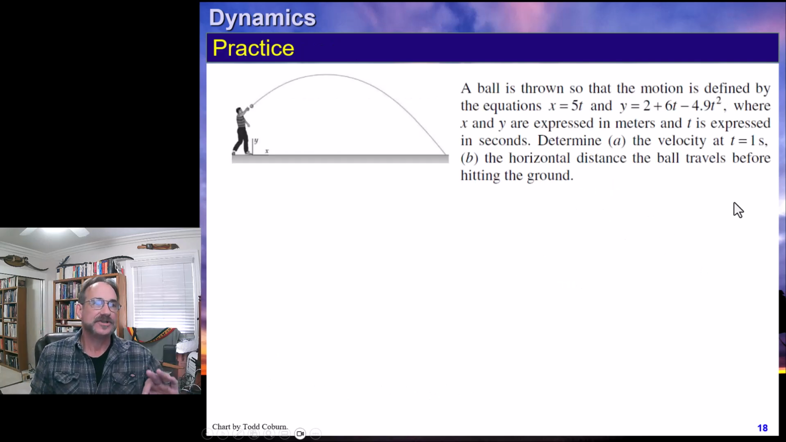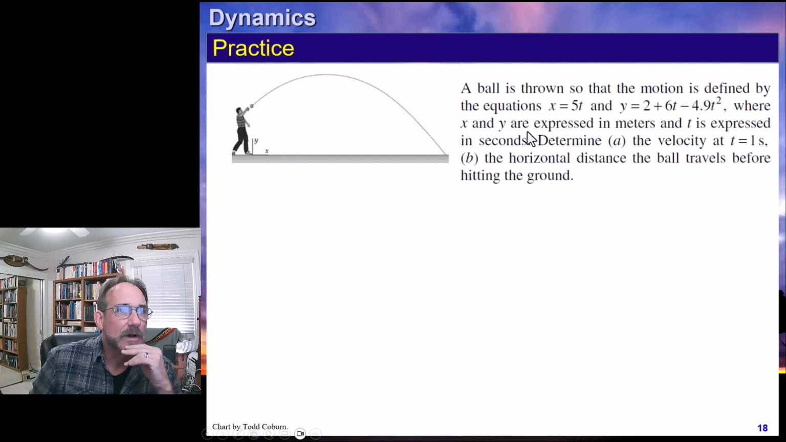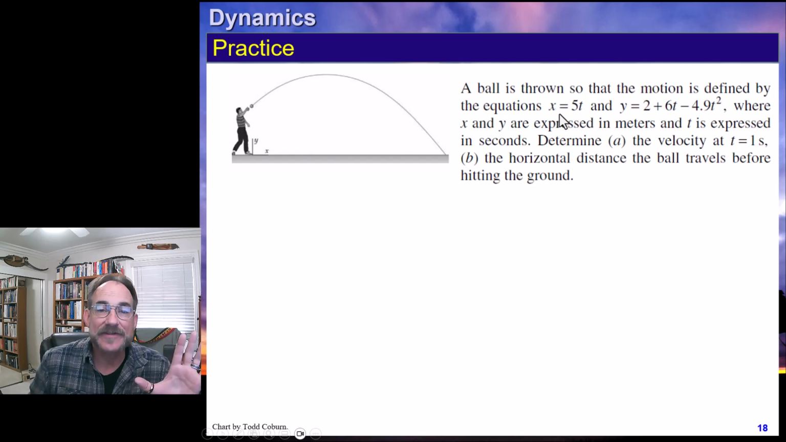Okay. Here's another little one. We have a ball thrown, so the motion is defined by equations now. So now we're given the equations. That sometimes happens in some of these problems. x equals 5t, y equals this. Where x and y are expressed in meters, t in seconds, determine the velocity at 1 second. Okay? You can see you have the position vector as an x and a y. We want the horizontal distance.